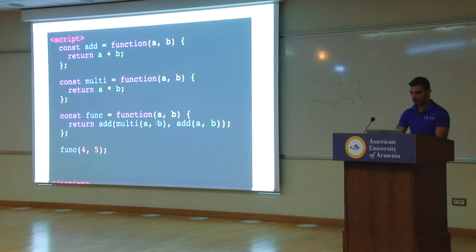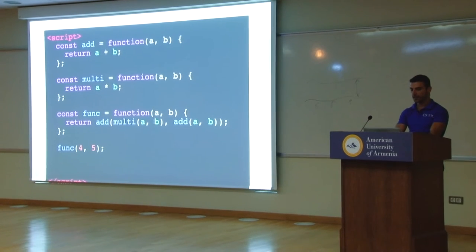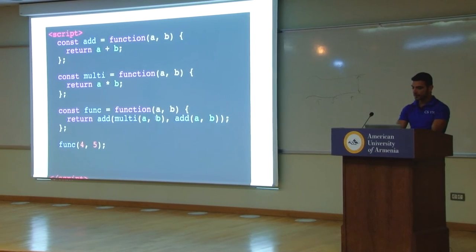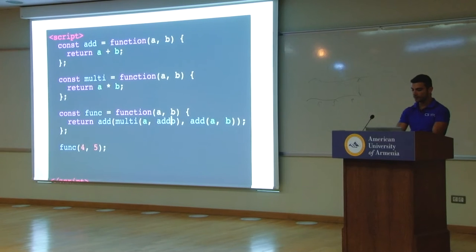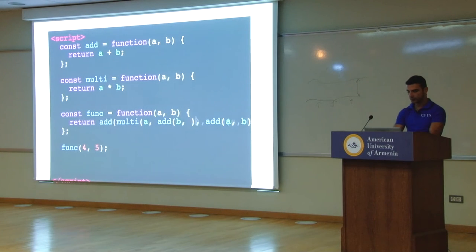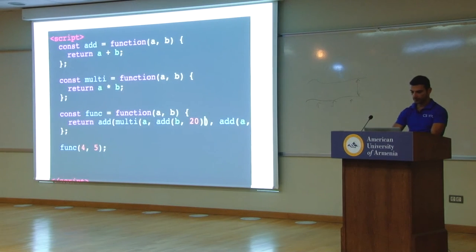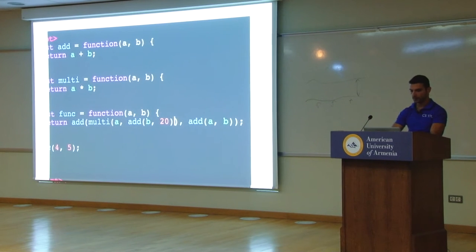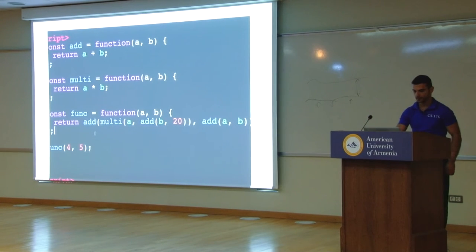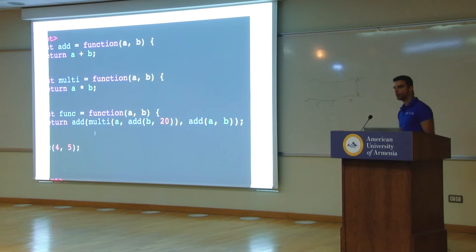Really? Okay. Any questions so far? None. Good. Okay, let's complicate things even more. Let's multiply A and the addition of B and 20. Let me do that. There you go. That fits, right? Good. What's the value now?